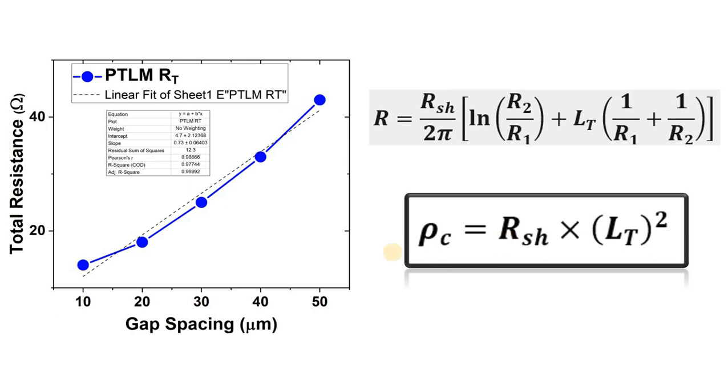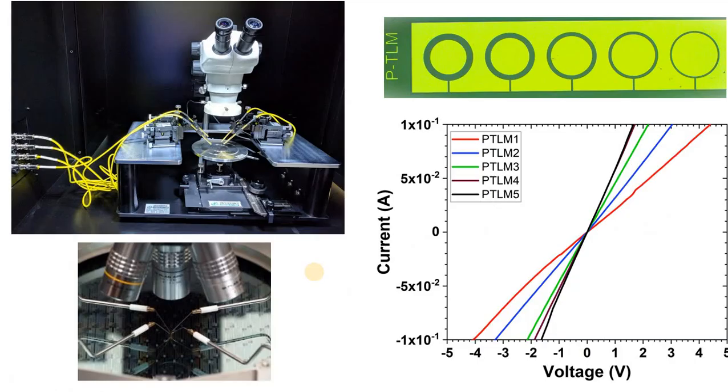And after that, you plot these resistances either versus the gap spacings, or you can also plot them versus the radii. In this case, we have fixed the outer radius to 200 micrometers for all the 5 cases, while the inner radius varies. This one has a radius of 190 micrometers, then 180, 170, 160, and finally 150 micrometers.